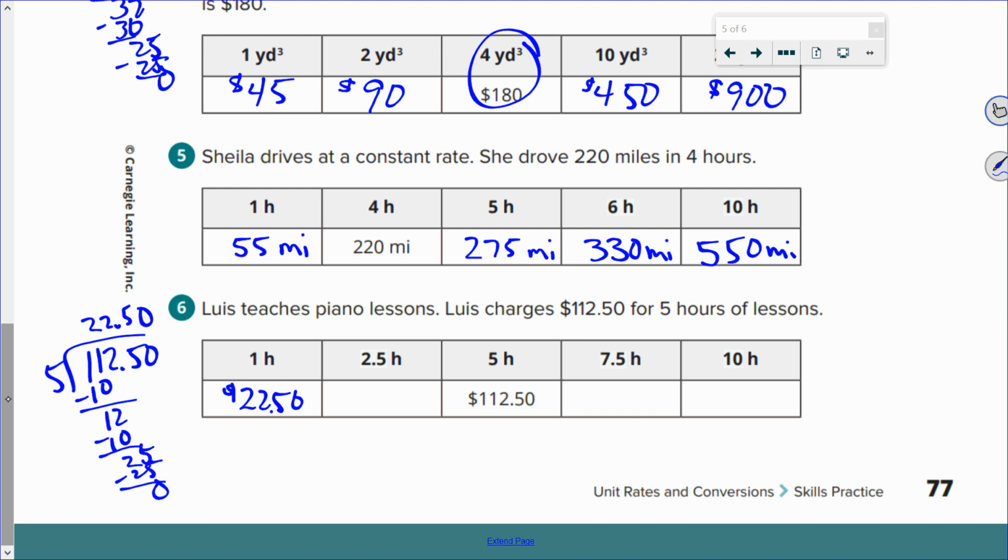2.5. So you got 2 choices. I would just divide 5 by 2 to make it easy for myself. So that's going to be 56.25. The other option is multiply the 22.50 by 2.5, but you'd get the same answer either way. 7.5 means I just add the 2.5 to the 5.5, or 2.5 hours to 5 hours. Gives me 75 cents.